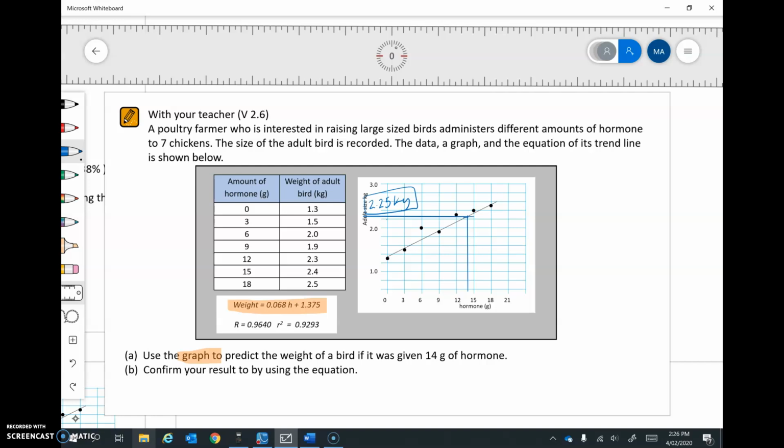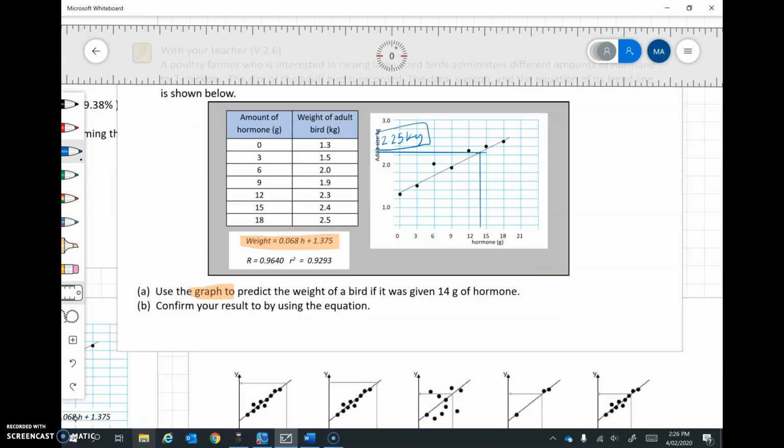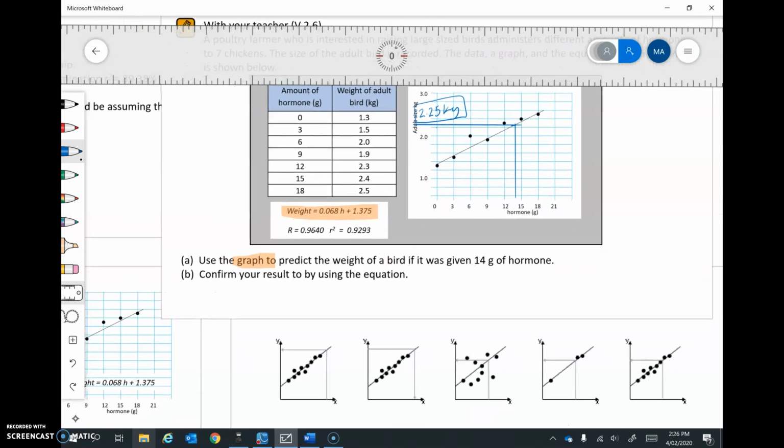All right, so let's check that using the equation. So the equation always gives a more accurate answer, not necessarily a more reliable answer, but a more accurate answer than the graph. The graph can be a little less accurate. Okay, let's use the equation.